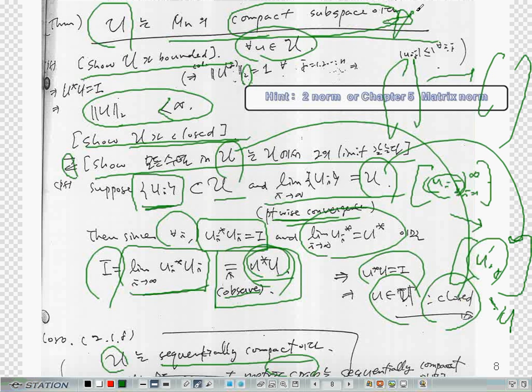So now we have the set of unitary matrices, not only as a group, but also as a subspace of the vector space. It is also a compact subspace of the vector space M_n of dimension n squared.